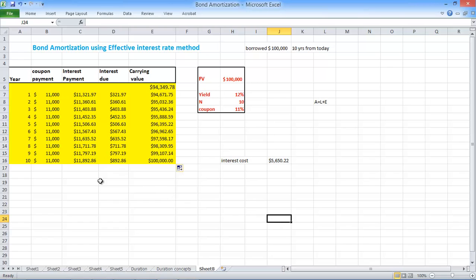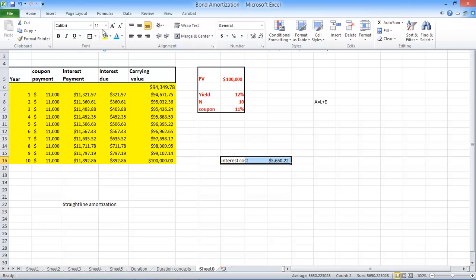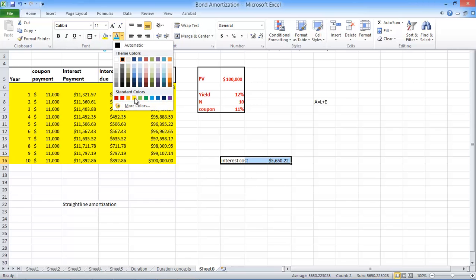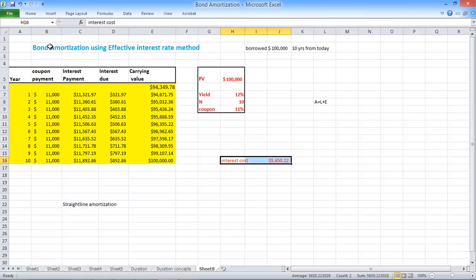And we will see straight line amortization next time. Straight line amortization, so what straight line amortization is, it's expensing your interest cost. This is your interest cost. Let me highlight this for you. This is your interest cost. So how you expense this in straight line amortization is you distribute this interest expense evenly.